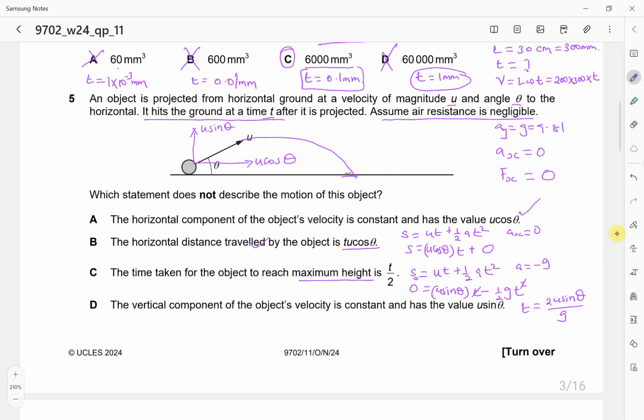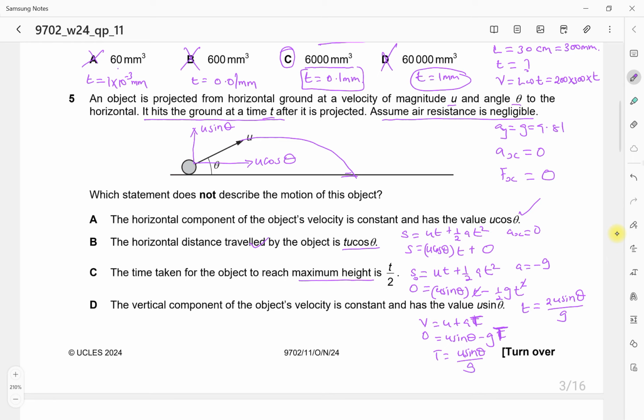What is the time to reach maximum height? I will use v equals u plus at. At maximum height, v is 0. Initial velocity in the vertical is u sine theta. Because it moved against gravity, this is going to be minus g times t, because the acceleration in the vertical is g. I'm going to call this t capital T to distinguish it from the first t. So capital T is going to be u sine theta divided by g.